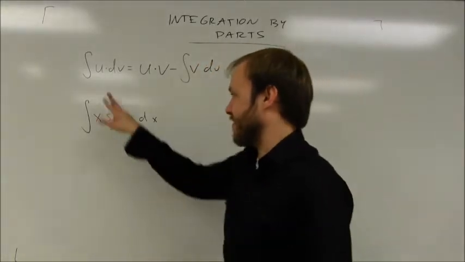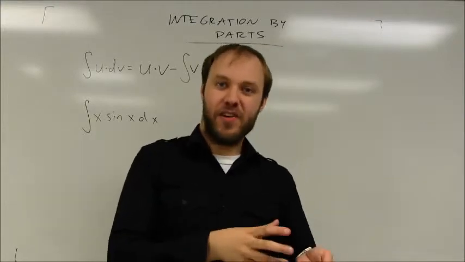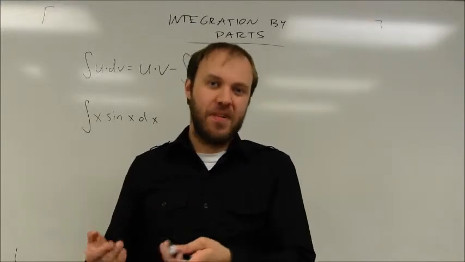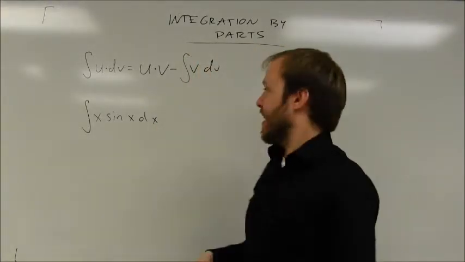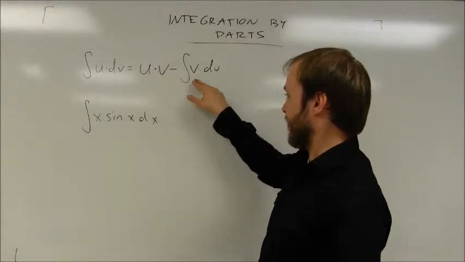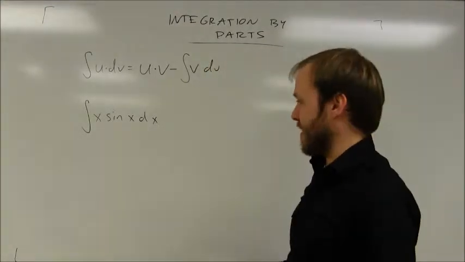So the idea is that you've got some function written in the form u times dv, which is basically a function multiplied by something that we're going to view as the derivative of something else. But basically it's just a product of two values, usually with variables. You can rewrite that as u times v minus the integral of v du. And I'm going to show you how that works with this example.